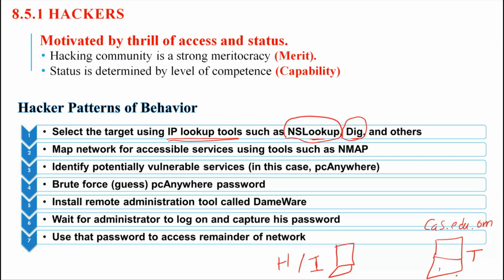For example, I'm going to keep the IP address, let it be 10.0.0.1. So this is the IP address of my target machine. Then the next step is to map the network for accessible services using a tool such as Nmap. Now I'm going to find what are the different services running in the target machine, what are the port numbers which are open in this particular machine.